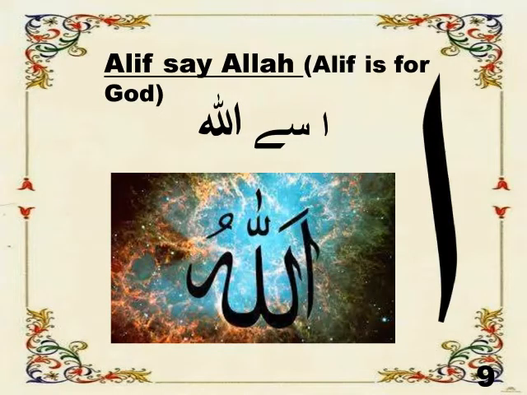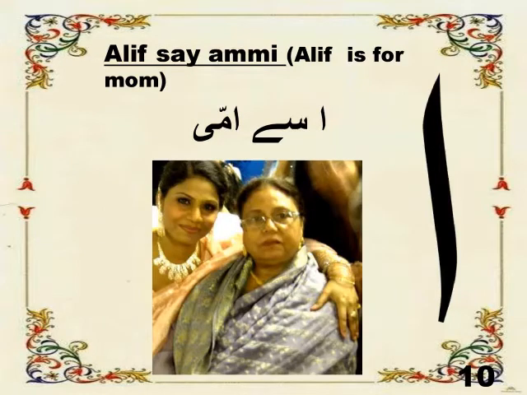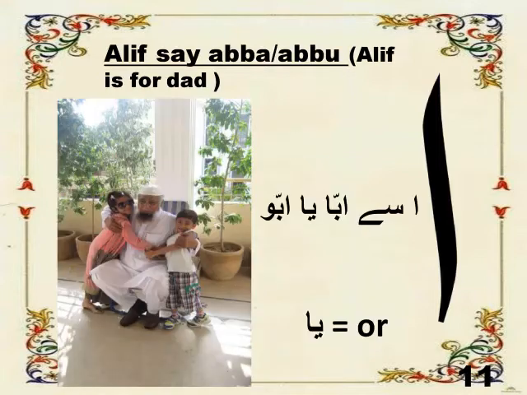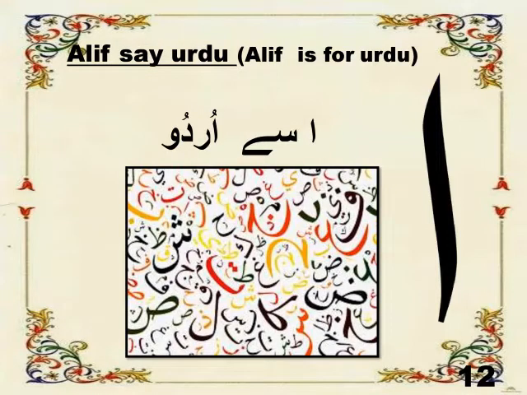Now let's start the vocabulary. Here the first word is Alif se Allah. Alif is for God or Allah. Alif se Ammi. Alif is for mom. Alif se Abba ya Abbu. Here, ya means or in English. Alif is for dad. Alif se Urdu.